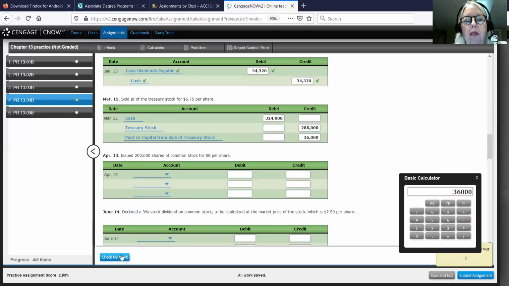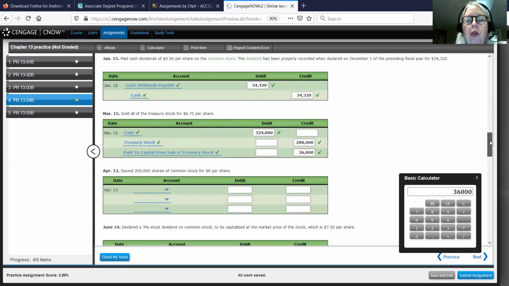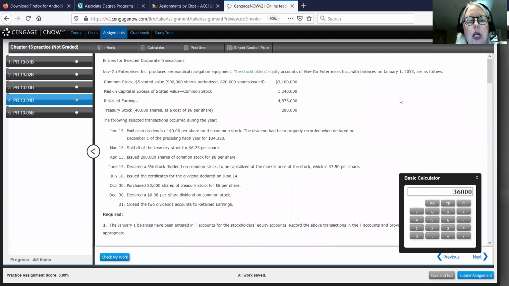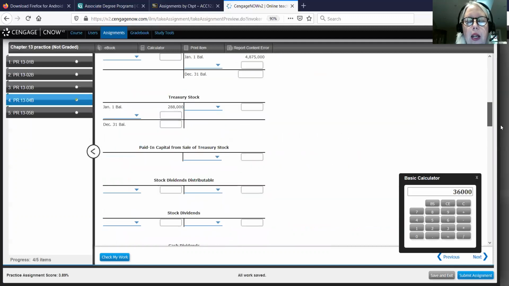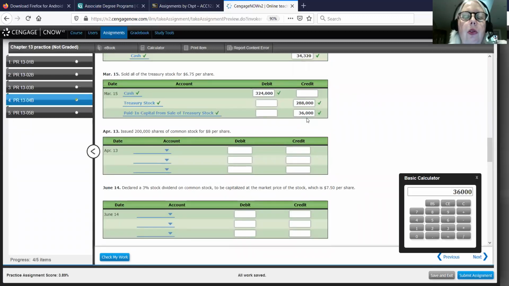Now you could have taken the difference between what you sold the treasury stock for, which was $6.75 per share, and what it cost you, which was $6. That would be 75 cents times 48,000 shares that were sold, and that would also give you the 36,000. So there's a couple of different ways you could have arrived at the 36,000, but I think it's easier just to add up your debits, subtract your credit, and put this in as a plug figure.